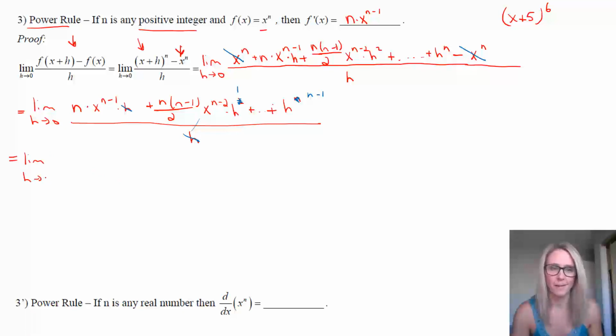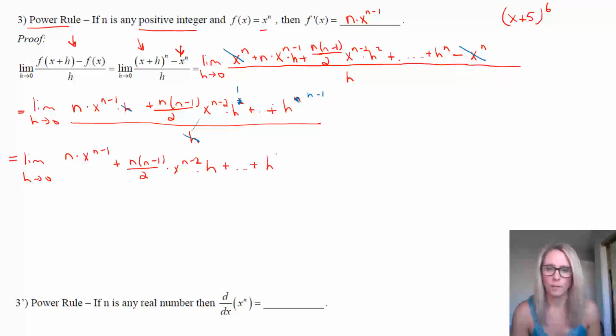So what we're left with, we're almost there. What we're left with, limit as h goes to 0. We have n times x to the n minus 1. That's all we have in the first term. Then the second term is plus n times n minus 1 over 2 times x to the n minus 2 times just h, plus, and then we have the terms in between, and we have h to the n minus 1.